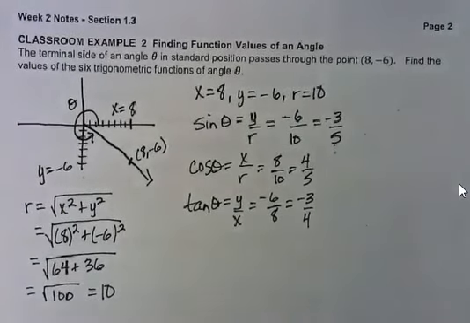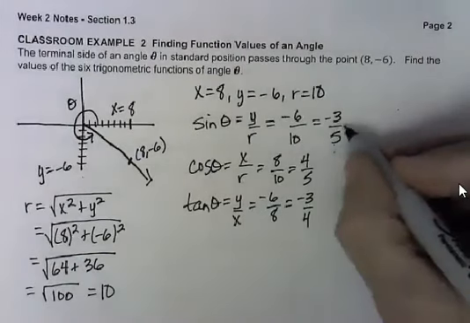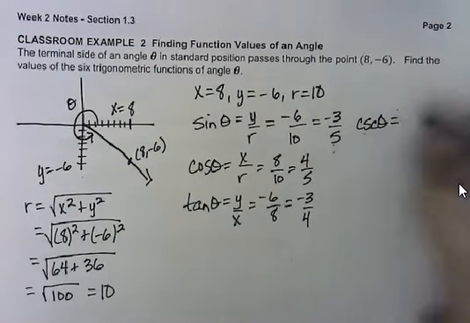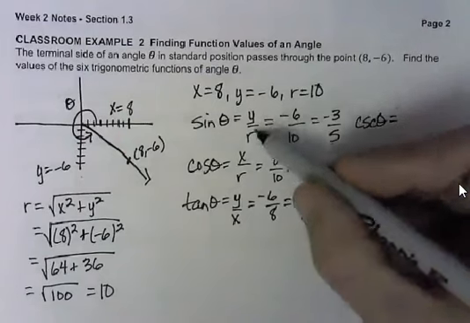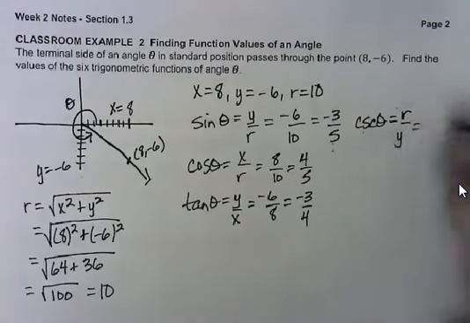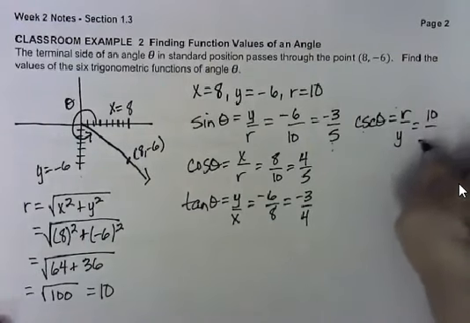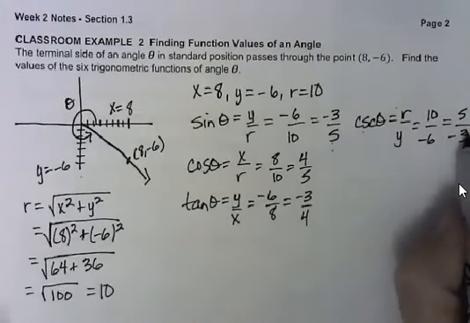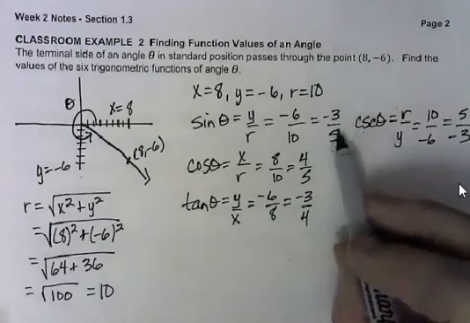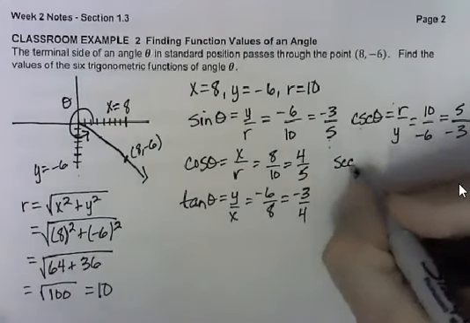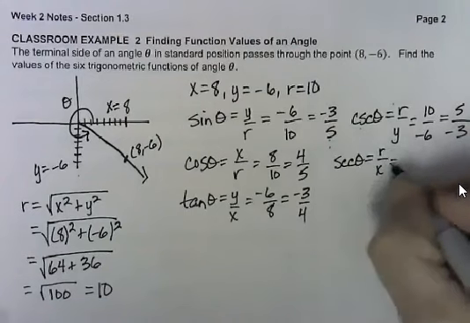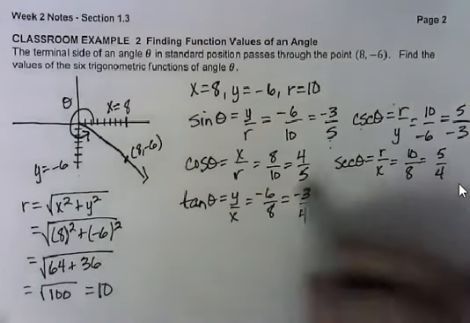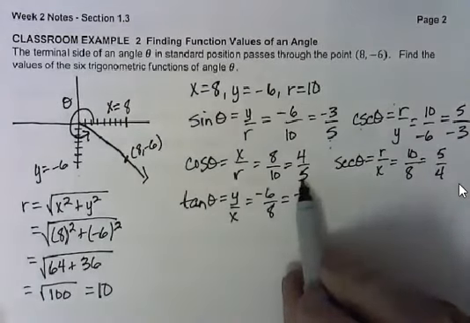For our other three functions, we can use the definition, or we can just remember which one goes with which. So sine and cosecant go together. Cosecant is sine flipped over, so it's r over y, which would be 10 over negative 6, which would reduce down to 5 over negative 3. So you can see, comparing these two, that cosecant is just the reciprocal of sine. Then for secant, same thing. It's r over x, which would be 10 over 8. That reduces down to 5/4, and that is just the reciprocal of cosine.